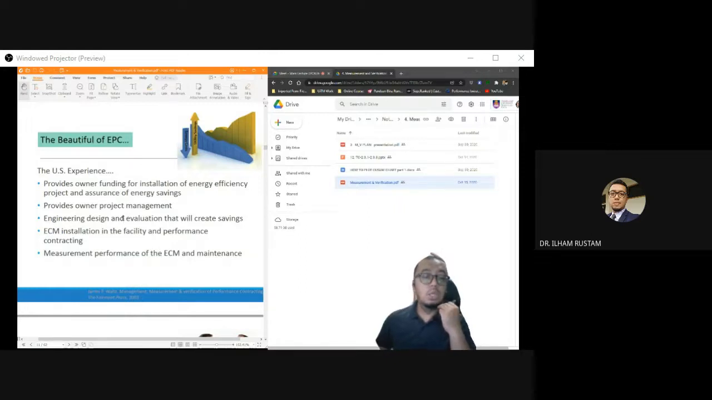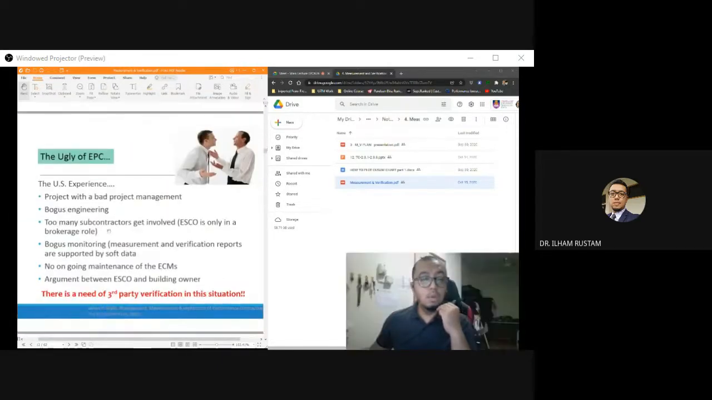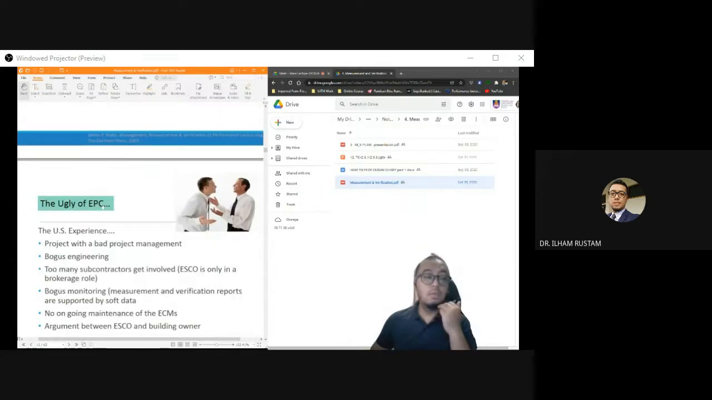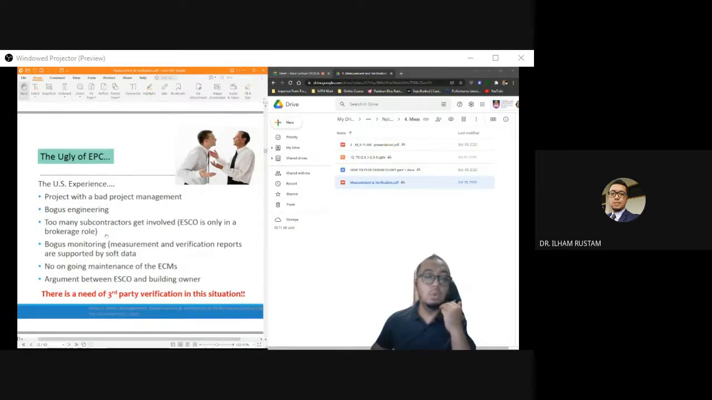And engineering design and evaluation will create savings for the owner, ECM installation, and also performance. Contracting is being done by ESCO, measurement performance also being done by ESCO. However, of course, this is the ideal case, but in real life, there is an ugly side of EPC where the contractor has issues. Maybe they don't have the experience, or maybe they hire another contractor to do it for them.